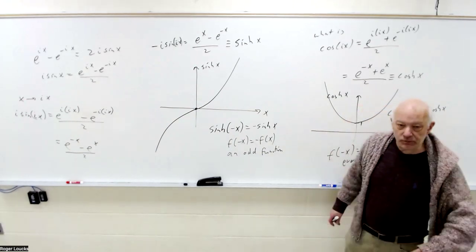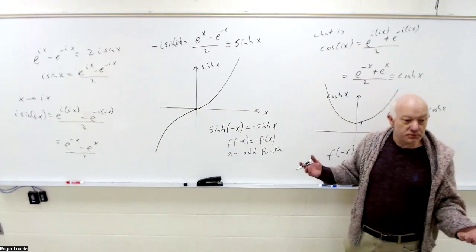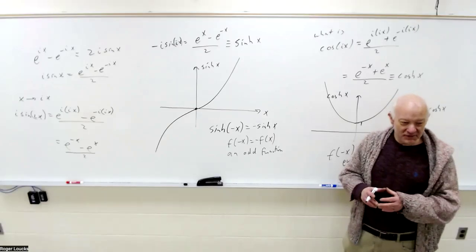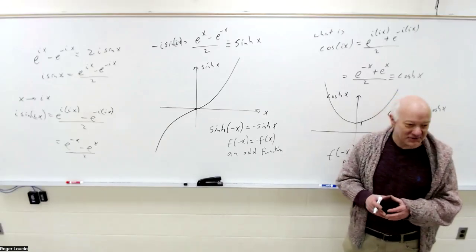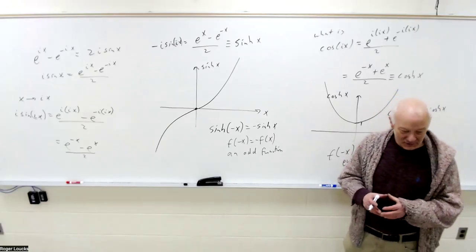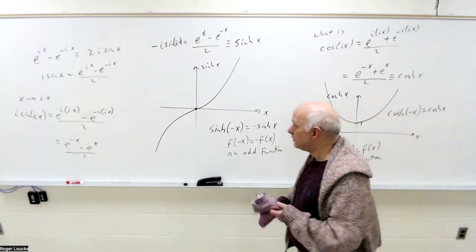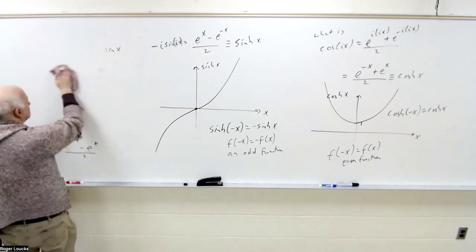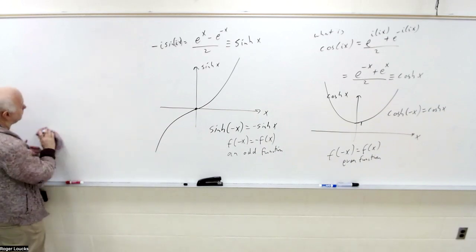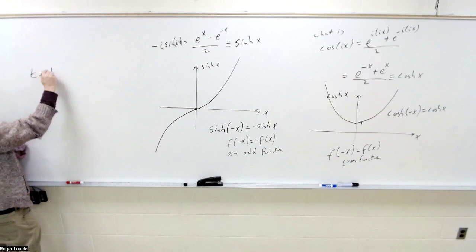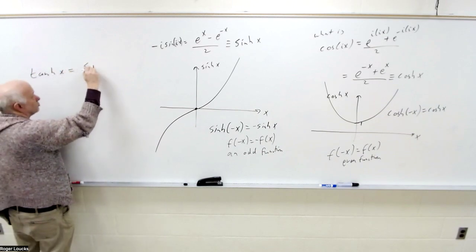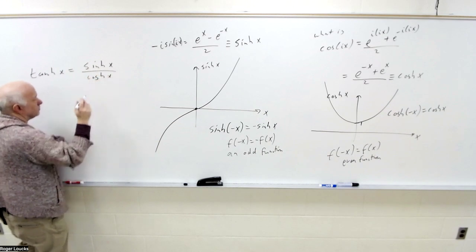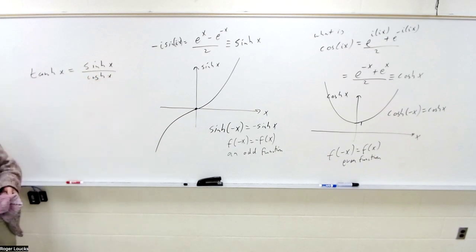So, what's one way to define a tangent? Sine over cosine. So how do you think you're going to define a hyperbolic tangent? Sinh over cosh. Yeah, so sinh over cosh. So we're going to define a hyperbolic tangent to be the sinh over the cosh, in analogy with regular trig.